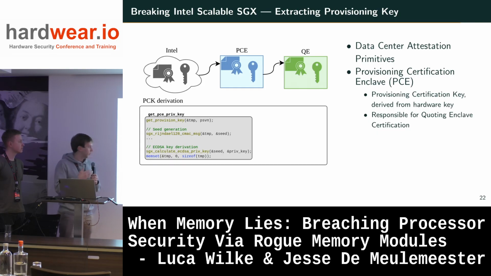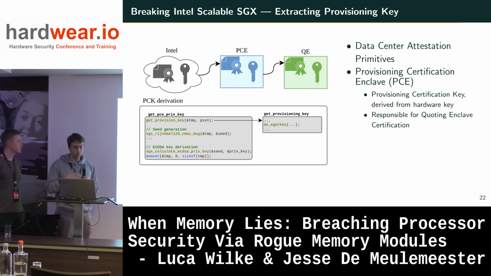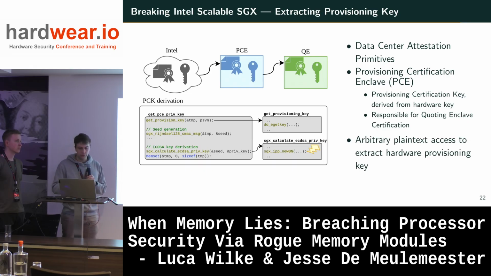And so the way we attack this is looking at how these quoting enclaves are signed. Basically, what the provisioning certification enclave does is it loads this provisioning key from the hardware. It then does some seed generation and then derives the secret ECDSA key. So what we simply do is we let this PCE, which is signed by Intel and thus can access this key, retrieve this key, and then we interrupt it before it erases its key from memory.